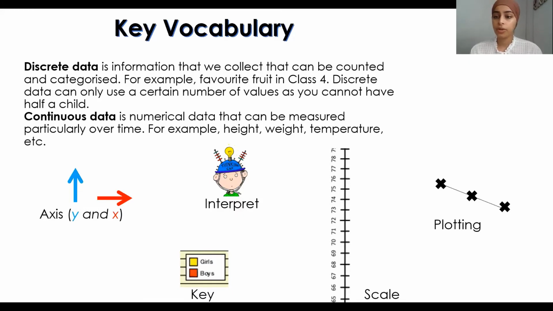We have interpret, which means to read or find meaning in something. We have a key, and a key can represent different values, or it can represent two bits of information on the same chart. So in this one, girls are represented by the colour yellow, and boys might be represented by the colour red. And we've got a scale, and I put the scale vertically as a y-axis because that's usually where we might find a scale, and the numbers on the scale represent different things. So it could represent children, their votes, it could represent time. It depends on the chart or graph. And last but not least, we've got plotting or plots, and this is usually how we represent continuous data on a graph.